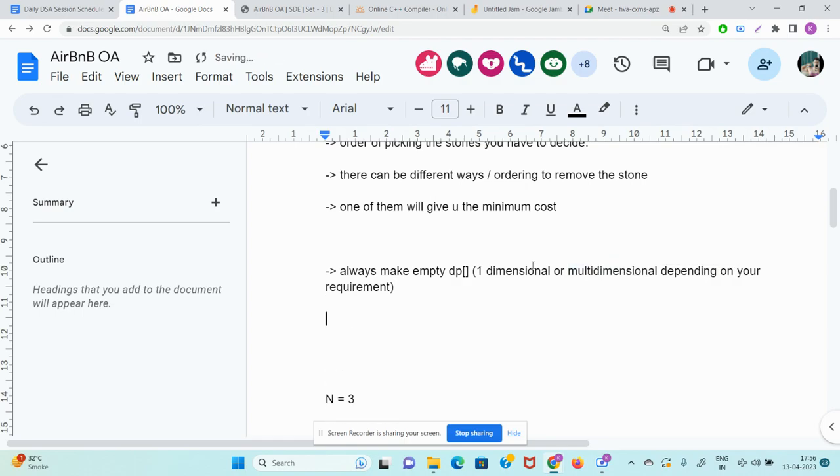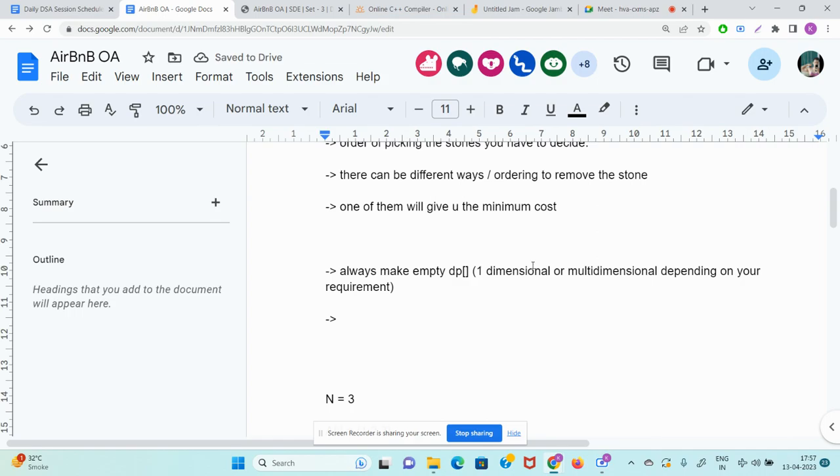Second thing, now whoever is attending this session, I assume they know the DP and stuff. I assume that they have watched the first 5 sessions of DP. ठीक है, नहीं तो मुझे एकदम बच्चों जैसा पढ़ाना पड़ेगा, मुझे शर्म आ जाएगी. ठीक है, so always make an empty array DP.